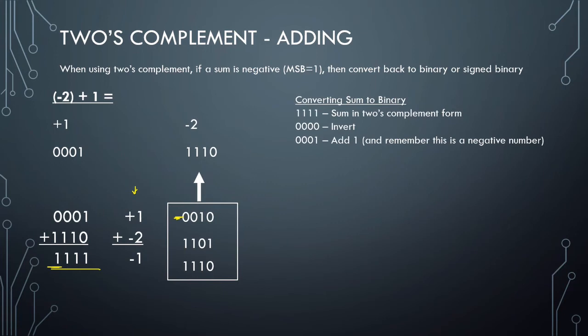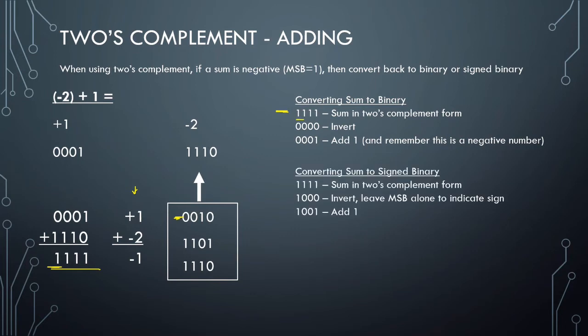So there's two ways we can do this. We can convert the sum to binary. So we start out with 1111. This is the 2's complement form, same number as we had down here. And we invert everything and we add 1. So it's just the same process of converting back. We just haven't done it with a sum yet. So if you end up with a negative sum, you need to convert back, just invert and add 1. And remember that it is a negative.